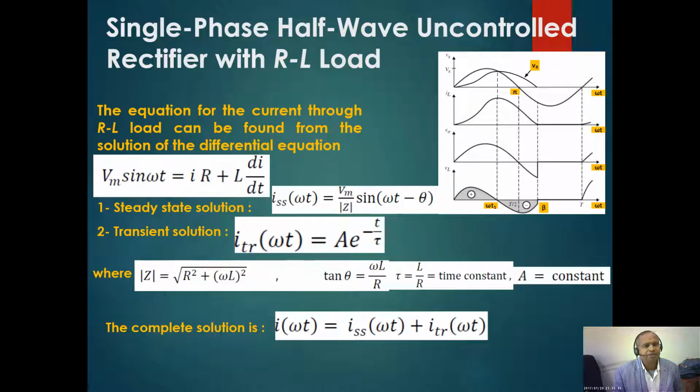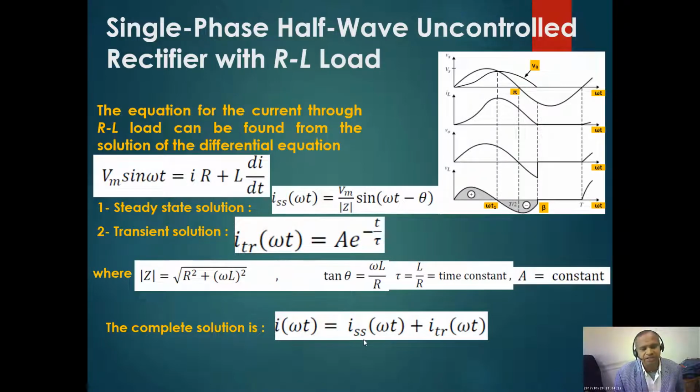Now we will see this same study with respect to different equations. So Vm sin omega t is equal to iR plus L di by dt. If you solve this, two solutions will come. One is a steady state solution, and another is a transient solution, which is A e to the power minus t by tau, where Z is root over R square plus omega L square, tan theta is omega L by R, and tau is L by R, which is the time constant, and A is a constant.